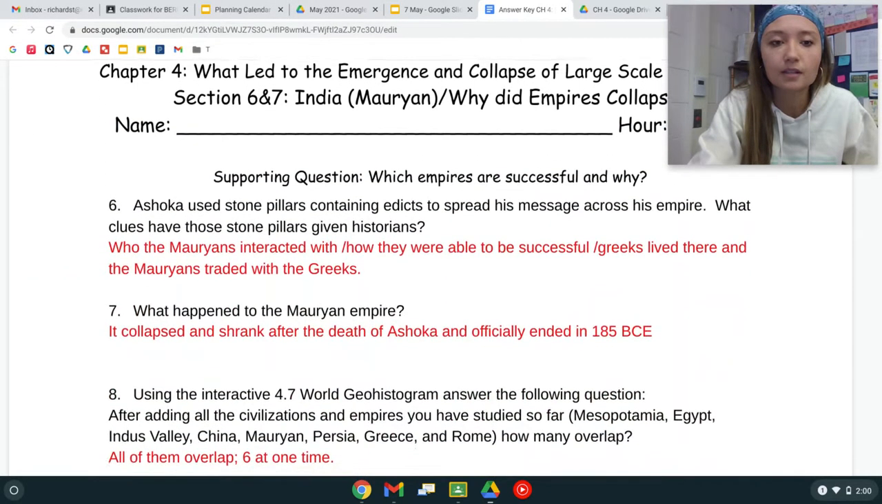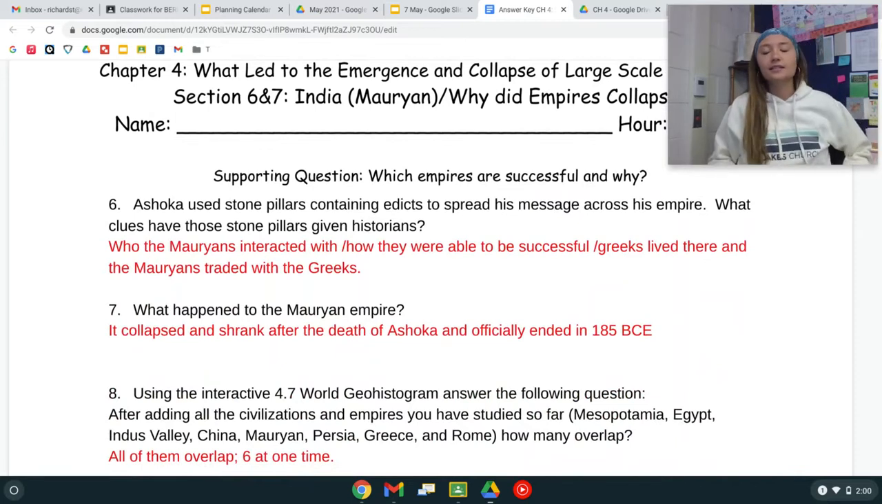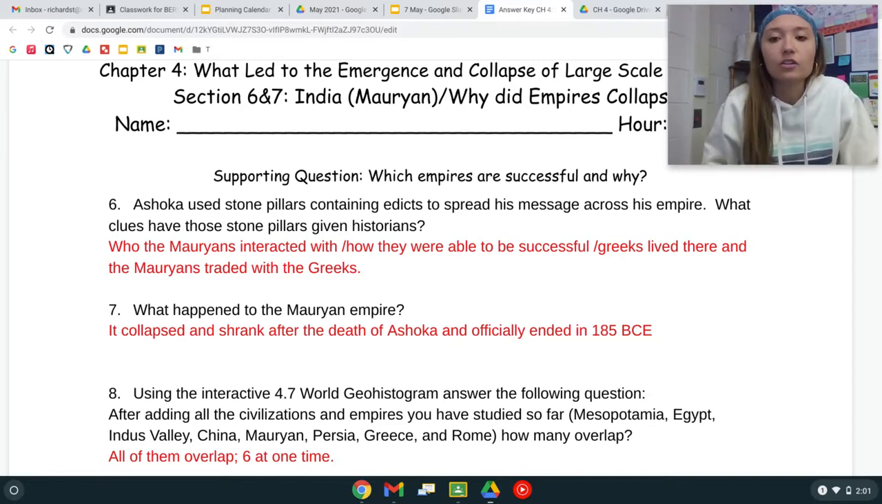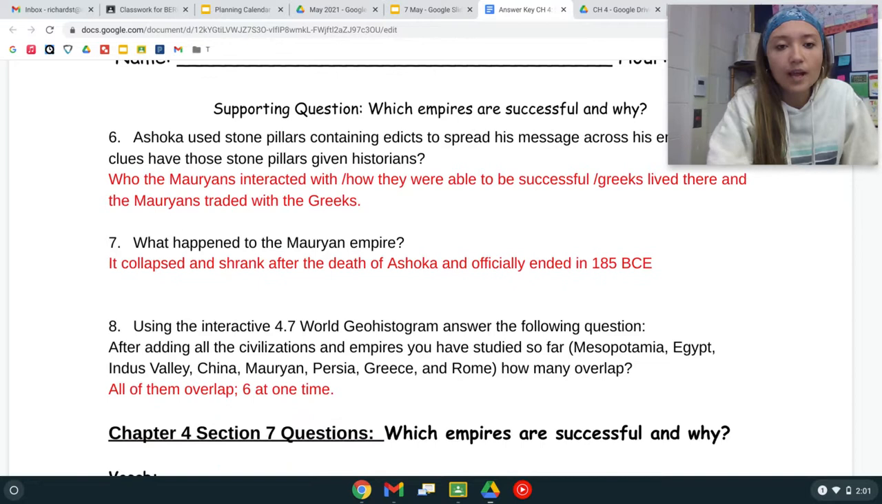Number 6, Ashoka used stone pillars containing edicts to spread his message across the empire. What clues have those stone pillars given the historians? It tells historians who the Mauryans interacted with and how they were successful. It documents the Greeks that lived there and the fact that Mauryans traded with the Greeks. Number 7, what happened to the Mauryan Empire?